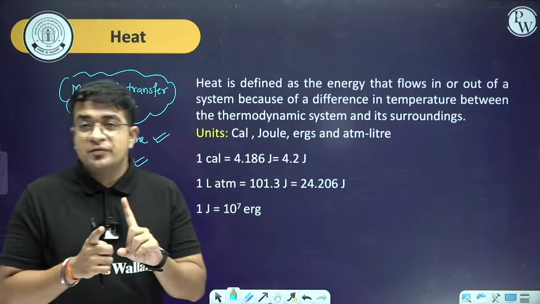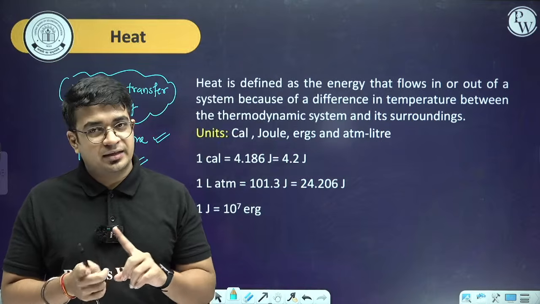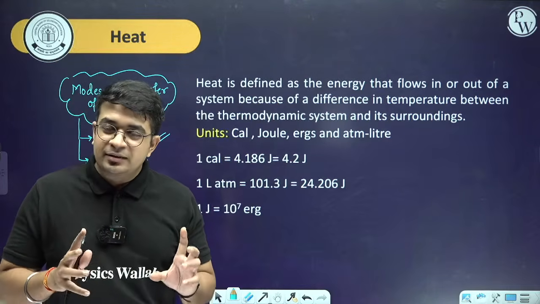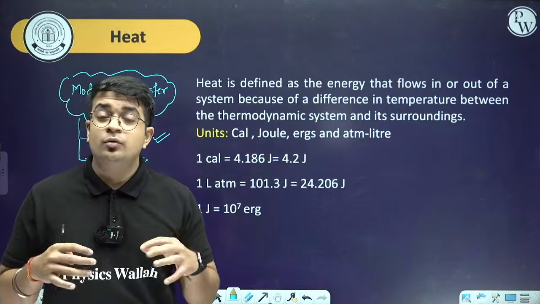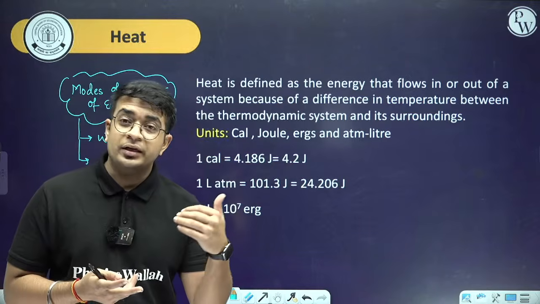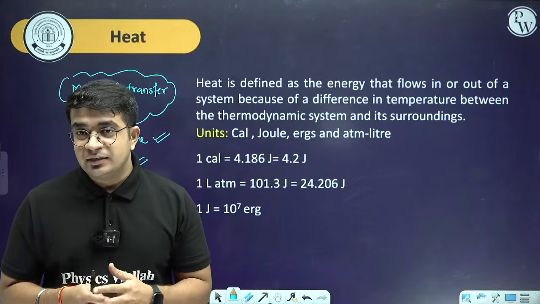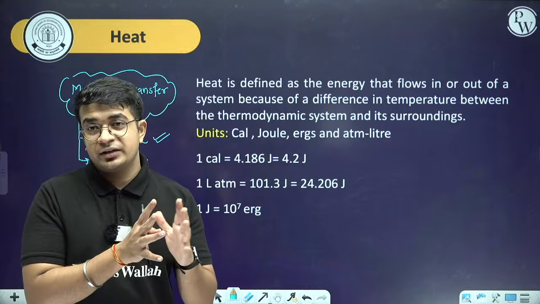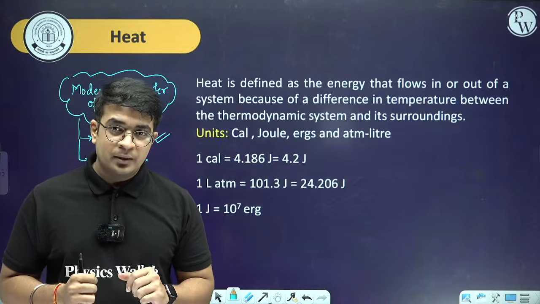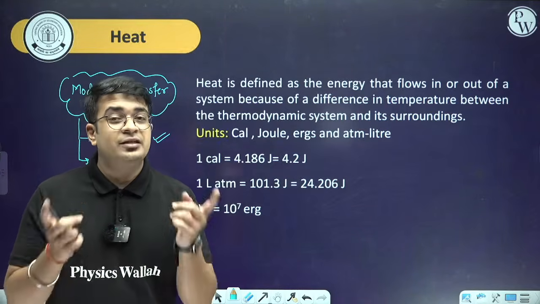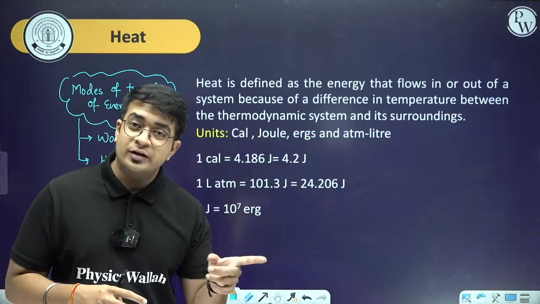When there is no PV work, when nothing is compressing, nothing is expanding, I can say that the entire amount of heat change, the entire amount of energy change, is going to be released in terms of heat. That is basically due to the difference between the temperature of system and surrounding. If that is not possible, the system is definitely going to utilize that part for work done, PV work done.